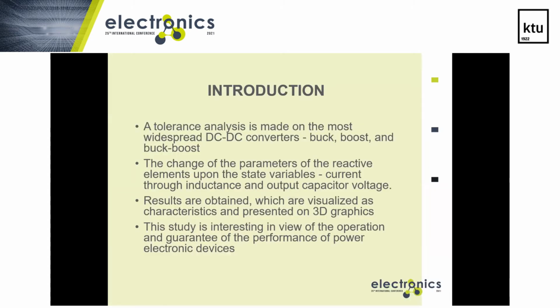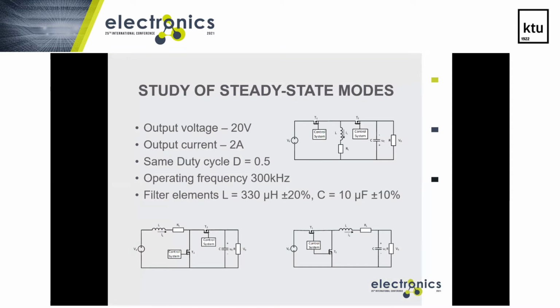Brief introduction. Tolerance analysis is made on the most widespread converters: the buck, boost and buck-boost converters. The idea is to observe the change of the parameters of the reactive elements upon the state variables, that is the current through the inductance and the output voltage. The results are visualized as characteristics and presented on 3D graphs. This study is interesting in view of guaranteeing the performance of power electronic devices.